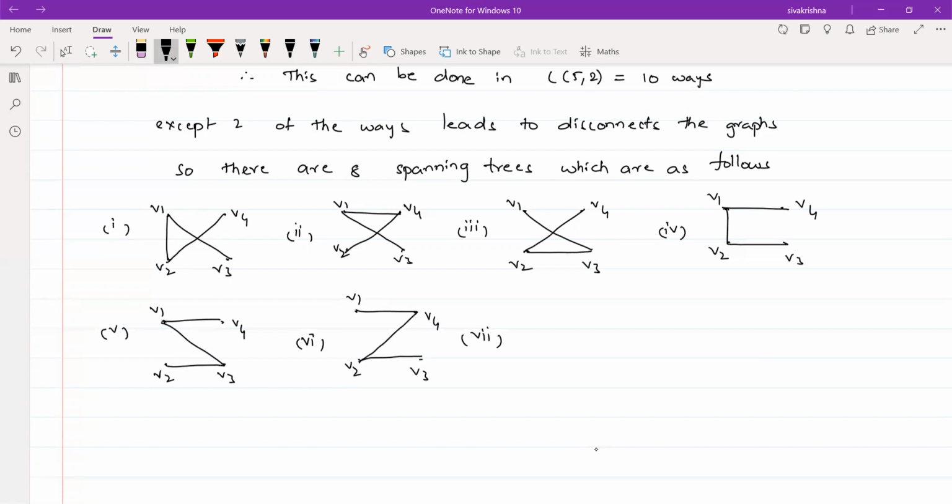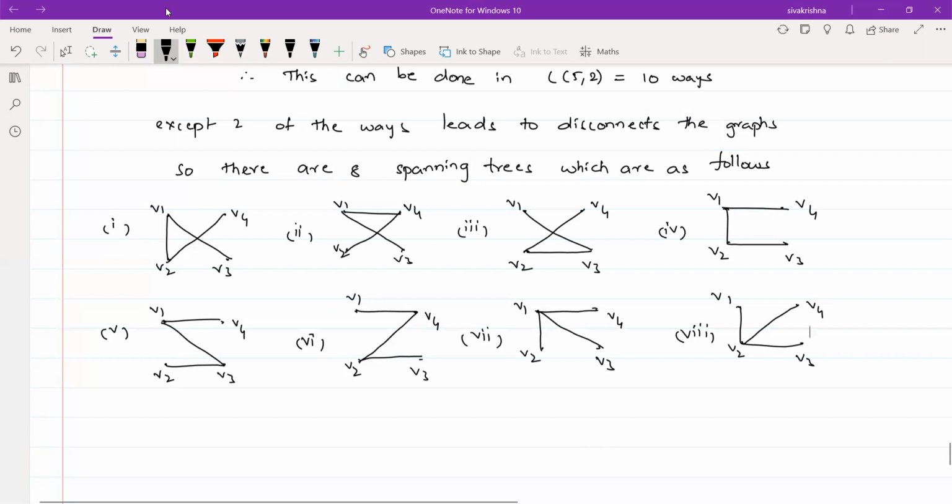Coming to the seventh one, 1, 2, 3 and 4. So this is the seventh spanning tree, v1, v2, v3 and v4, and finally the eighth one. Once again 1, 2, 3 and 4. So this is the last spanning tree, v1, v2, v3 and v4. So these are the 8 spanning trees for the given graph. In this way we can find all the spanning trees for the given graph.